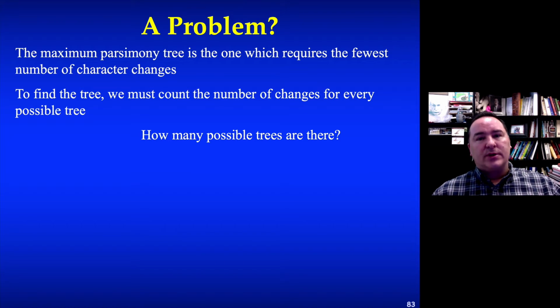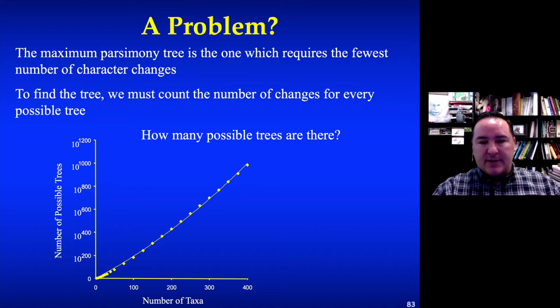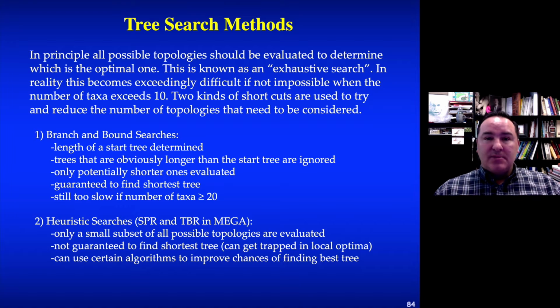Find the tree that has the shortest length, the one that has the fewest number of changes. And remember that we said there's this huge number of trees, especially as your number of taxa get bigger. By the time you get to 50 or 60 or 70 taxa, there are more possible trees than there are atoms in the universe. So it's this huge problem. We talked about how you can do branch and bound searches, and that was part of the assignment. And then we also taught you how to do heuristic searches, which, if you're going to do parsimony searches for your projects, you're going to have to do.